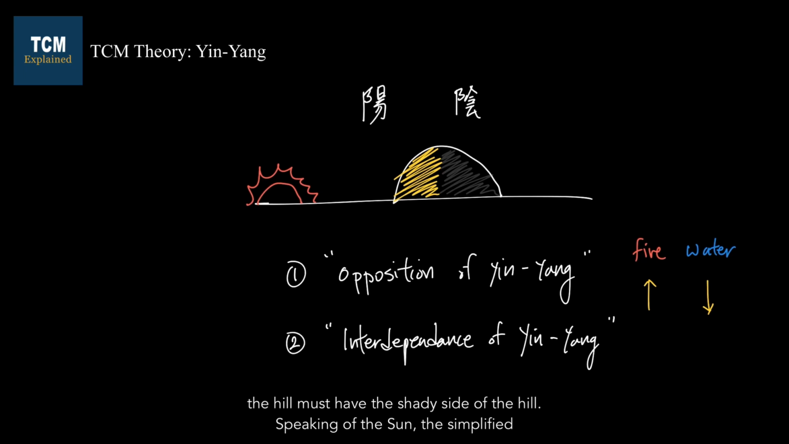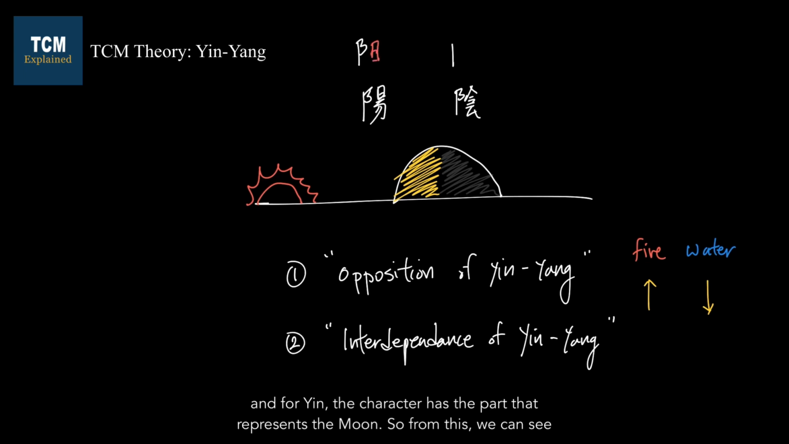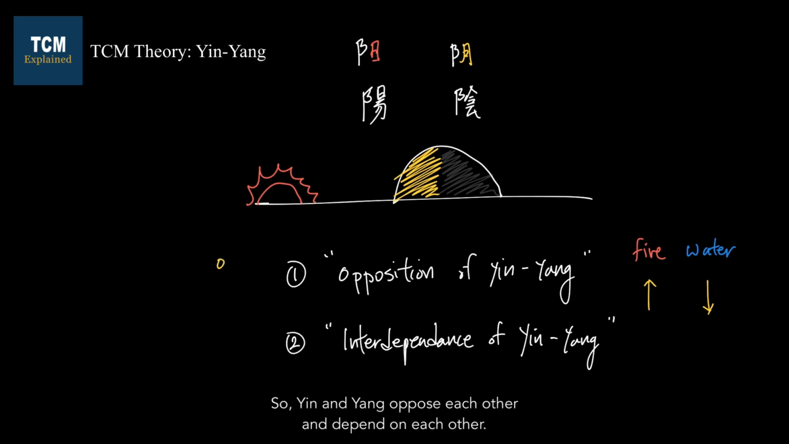Speaking of the sun, the simplified Chinese character for yang looks like this, with the part that represents the sun. And for yin, the character has a part that represents the moon. So from this, we can see that the sun and moon and day and night all represent the yang and the yin. So yin and yang oppose each other and depend on each other.